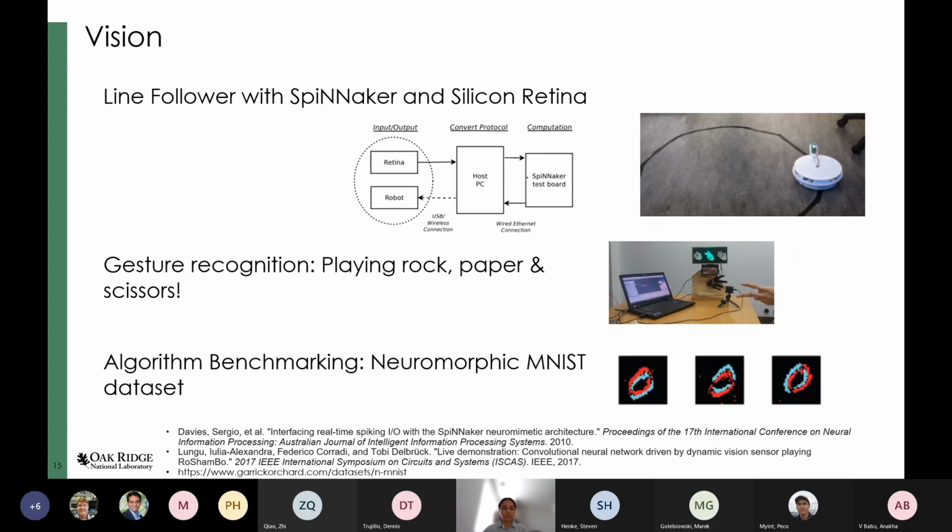Also, in order to further the development of algorithms, that is algorithmic benchmarking, there are several datasets that people have come up with using these neuromorphic sensors. One of the prominent ones is the neuromorphic MNIST dataset, which converts the traditional MNIST dataset into a spiking version, also termed the address event representation format, where the digits are converted into spike format by showing them through a dynamic vision sensor camera.